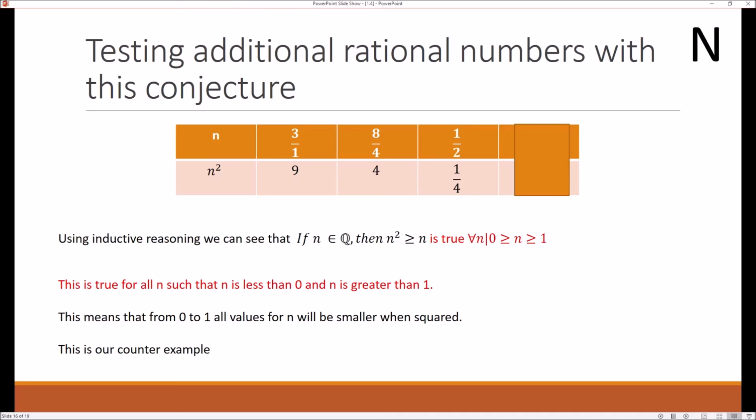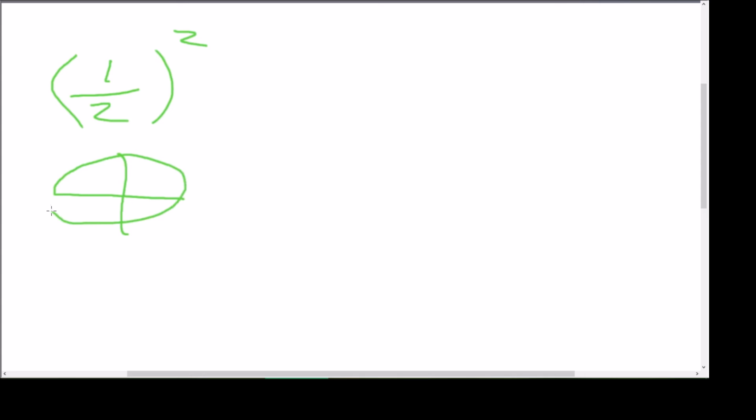squared is 1/4. Let's look at that on the other screen. So if I take 1/2 and I square it, I'm going to end up with 1/4, which is only this section. So now I've ended up with less. So here's our counterexample. Because we found something that when we started with 1/2 and squared it, we actually ended up with a smaller number. So there's our first counterexample.